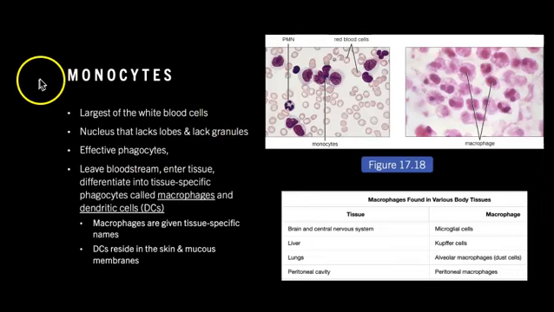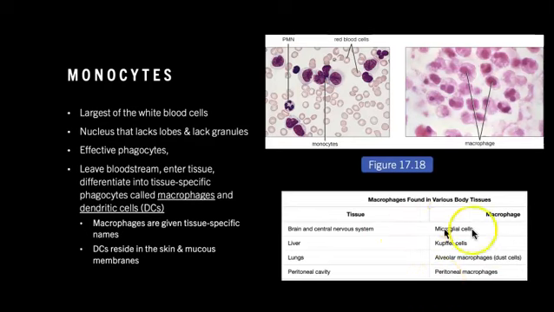We know our monocytes circulate within the blood, but once they leave the bloodstream and enter tissue, they differentiate into tissue-specific phagocytes known as macrophages and dendritic cells. Our macrophages can be given different names if they are in a specific tissue. They're kind of like resident macrophages, and you can see some of those listed here on the right.